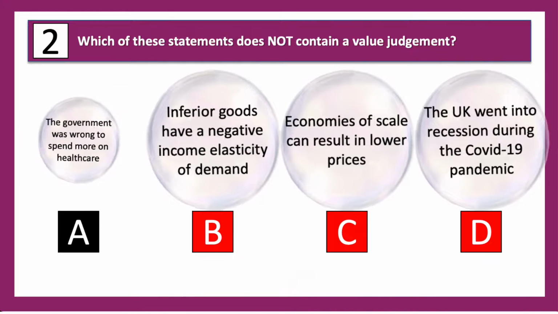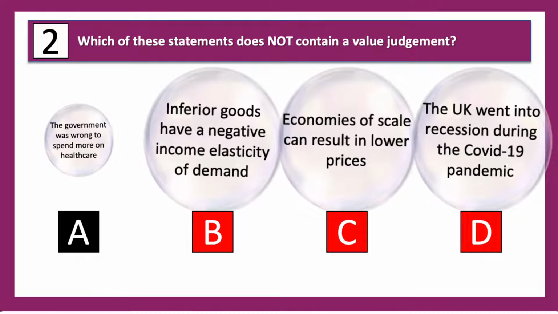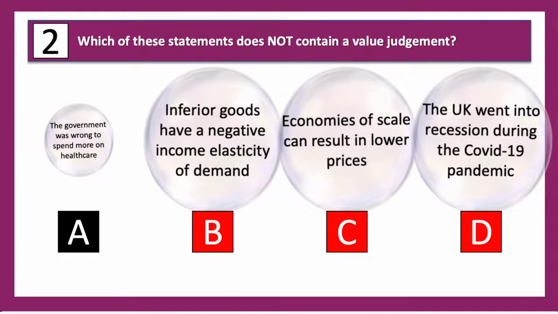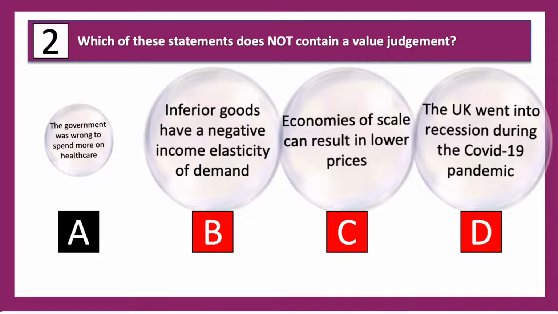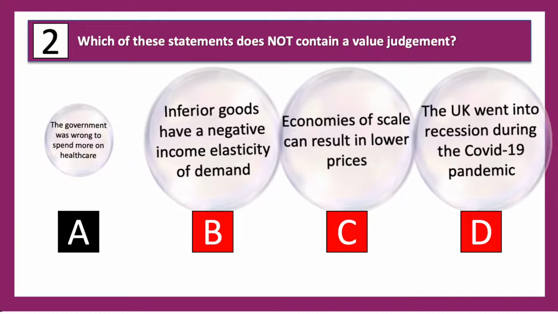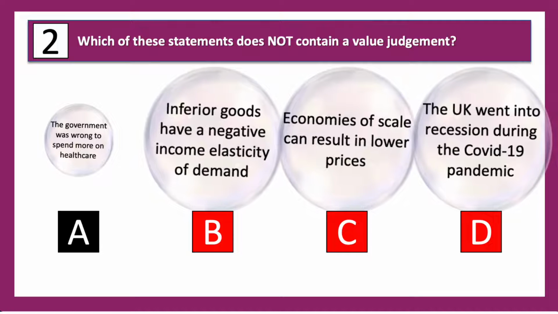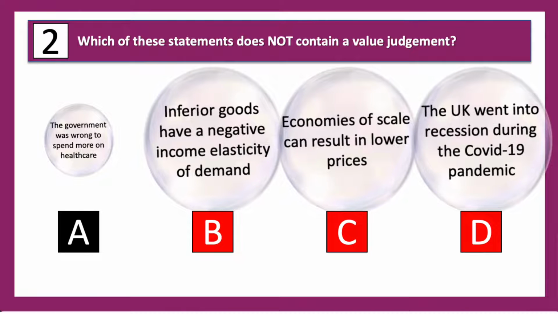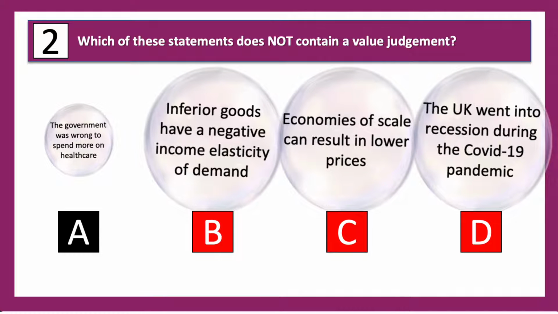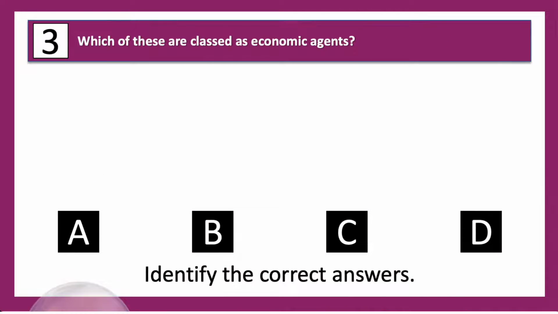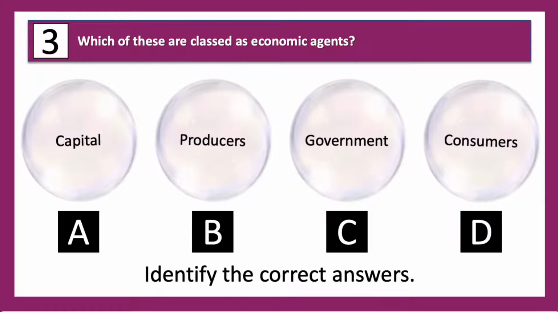John, could you reveal the answers for us? So which of these do not contain value judgments? And it is indeed B, C and D. So super well done on that one. One left. Here we go.